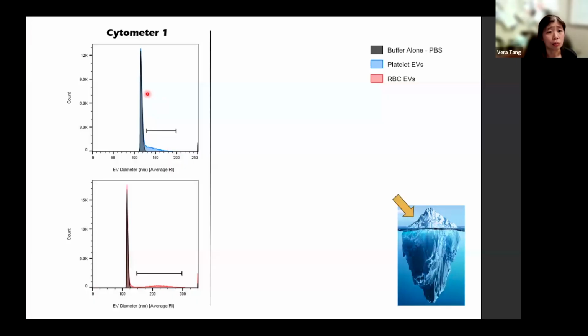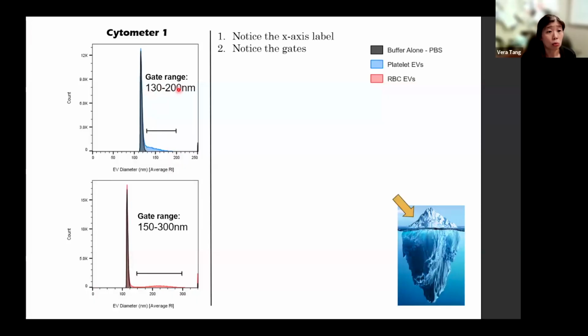And I'm just drawing some gates. So this is easily performed on FlowJo. So when I draw a gate and I have a calibrated axis, this gate is very easily defined. I can find these statistics in FlowJo. I'm drawing a gate between 130 nanometers to 200 nanometers. And on this sample, I'm drawing a gate between 150 to 300 nanometers. So already you guys are probably starting to see where I'm getting at, because if I have a calibrated unit of data, I can very easily report all of my stats based on that unit.